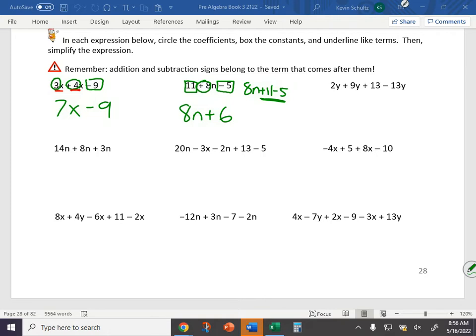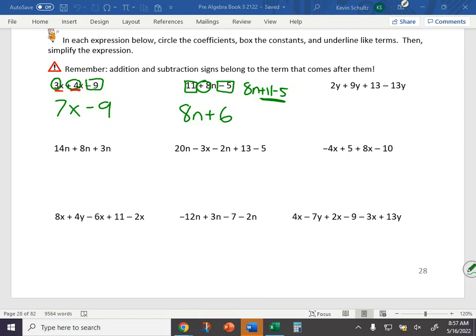Okay? If you don't understand that, it's going to come back and bite you again and again. Because this is a negative 5, a minus 5, that sign belongs to it. When you combine those terms, you have to combine 11 and a negative 5, which gives you a positive 6. Okay? So 11 minus 5.